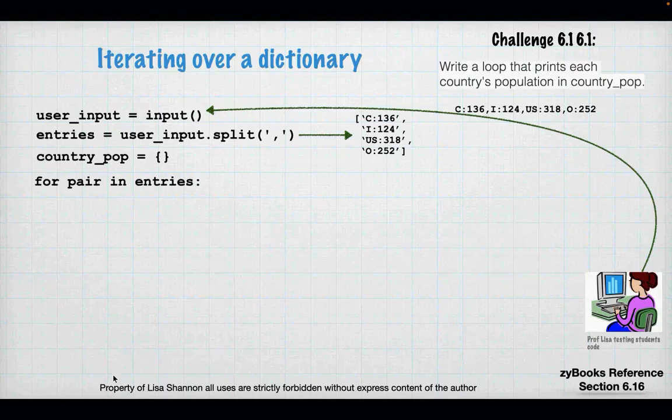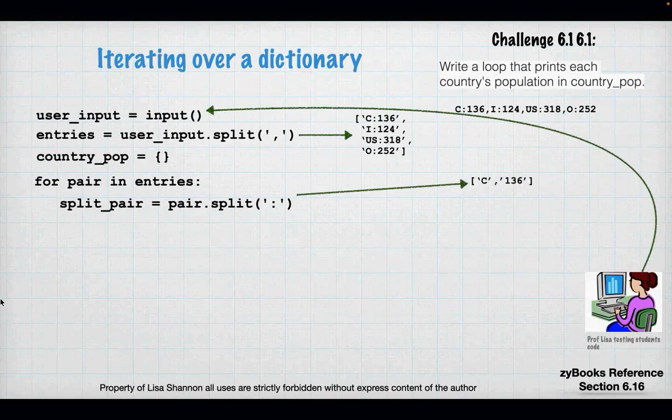So I'm going to say for pair in entries. Now entries is just my value for my list. That's all it is. And I'm going to say split underscore pair equals pair dot split. Pair is a variable that was created in the for loop. It's only usable in the local scope of the for loop. So in this case, the first pair is going to be C colon 136, and I'm going to split it based on the colon, which gives me a list of C and 136.